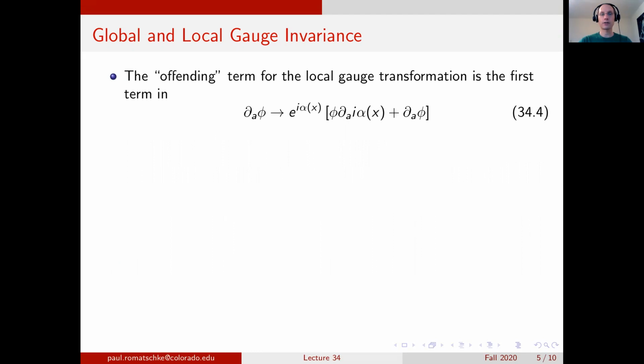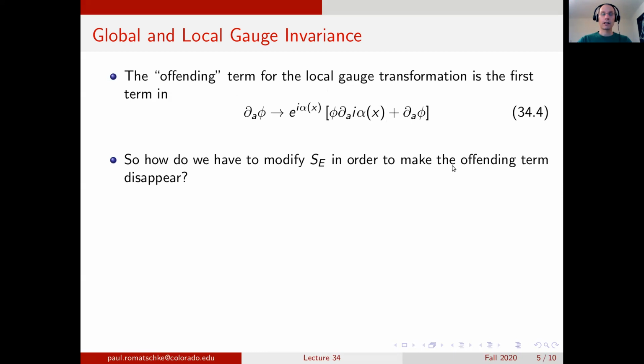If we plug in the transformation, phi goes to e to the i alpha of x phi, then the derivative of phi gives rise to a term that is e to the i alpha of x times the derivative of phi. That's the term we would expect, and that's the same as with a global gauge transformation. But in addition, because alpha now also depends on x, there's a second term that is proportional to the derivative of alpha that we get in the gauge transformation from the derivative of phi. We can nevertheless ask ourselves how we can modify the action in order to make such an offending term go away.